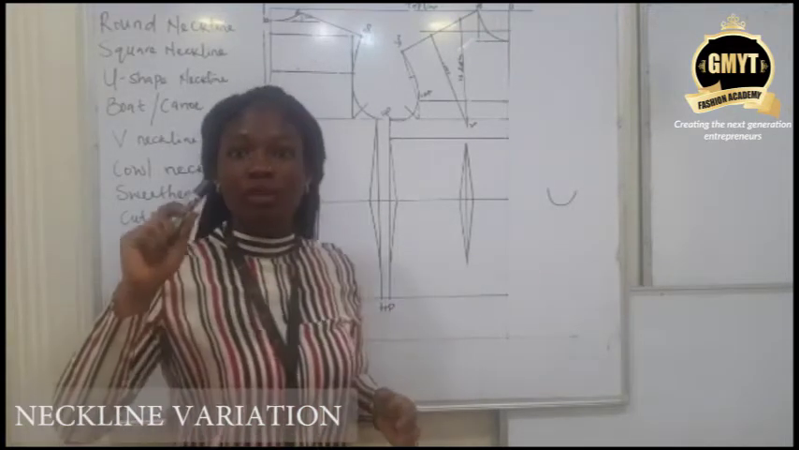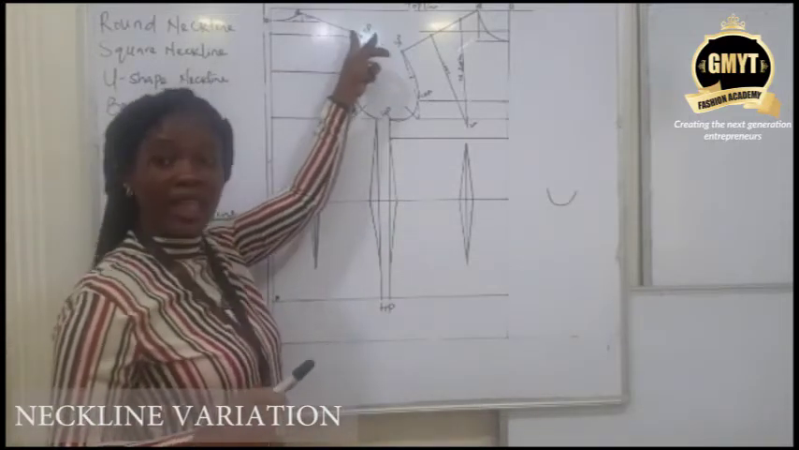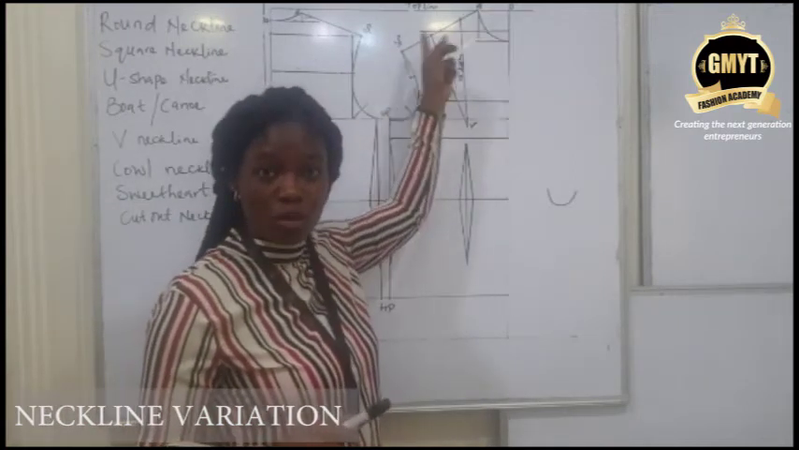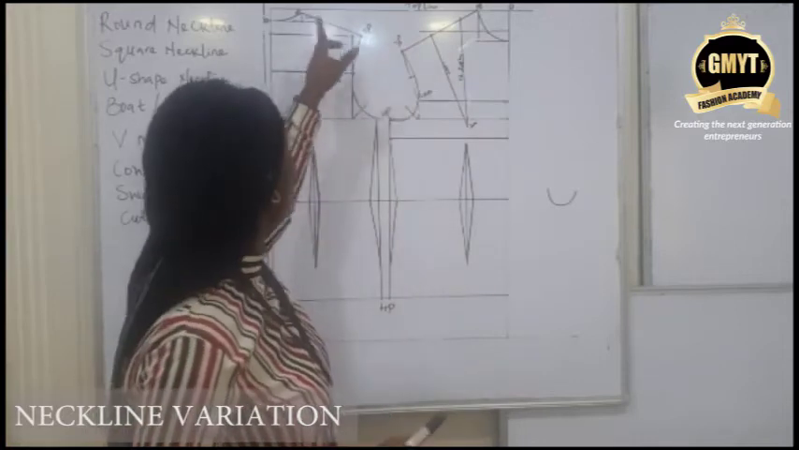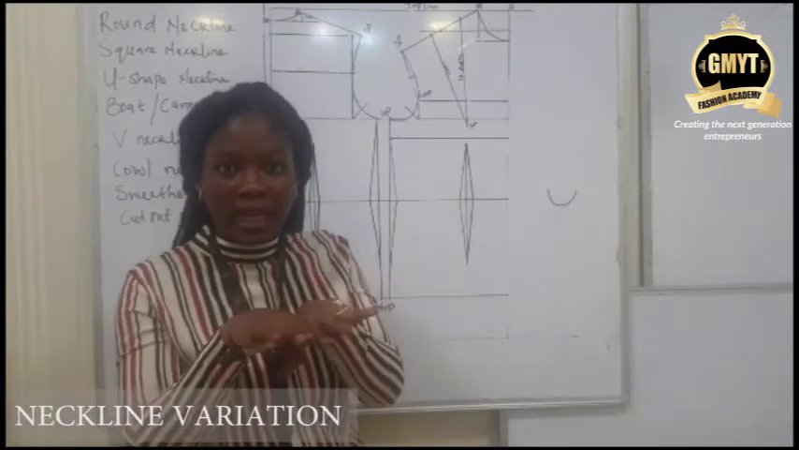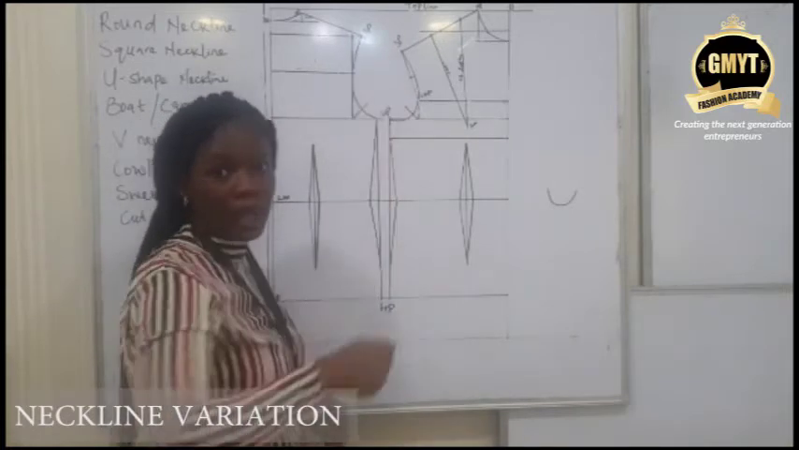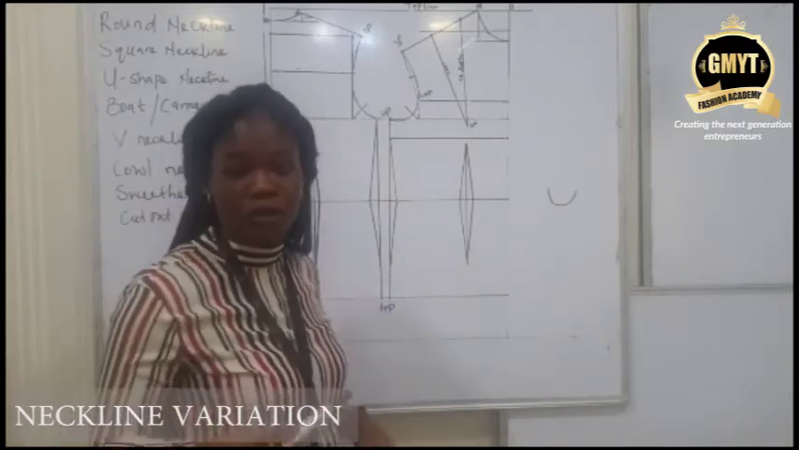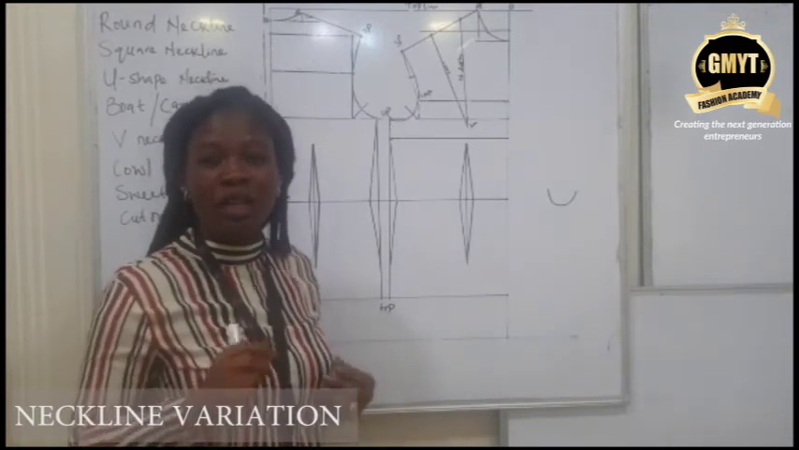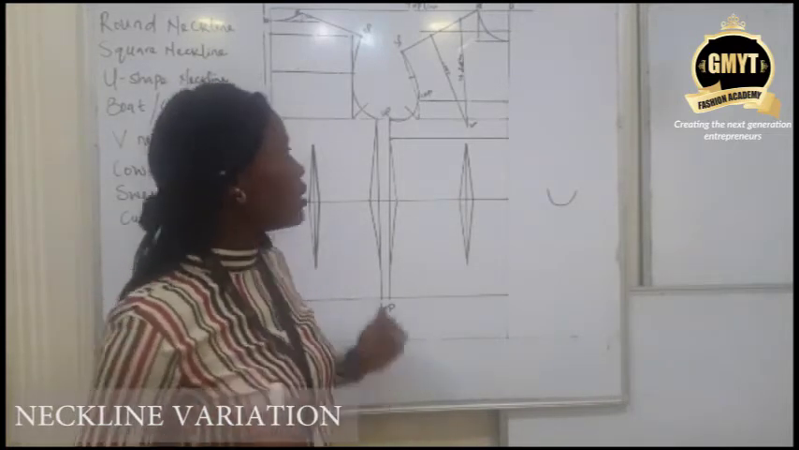So another thing you need to take note of is your shoulder line, your shoulder slope for back and your shoulder slope for front, which is the NP to SP front and NP to SP back, must be on the same line. Like it must align. Not that the front will now be longer than the back, or the back shoulder will now be longer than the front. If you find yourself in that kind of situation, all you need to do is alter your shoulder before you draft your neckline. Very, very important.